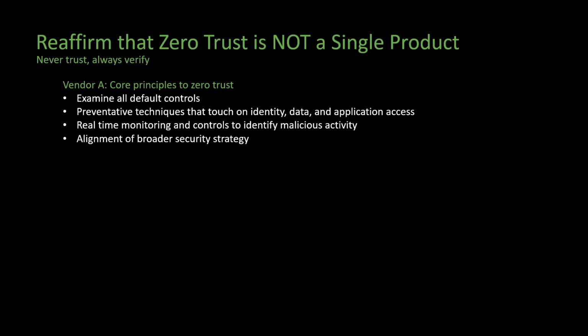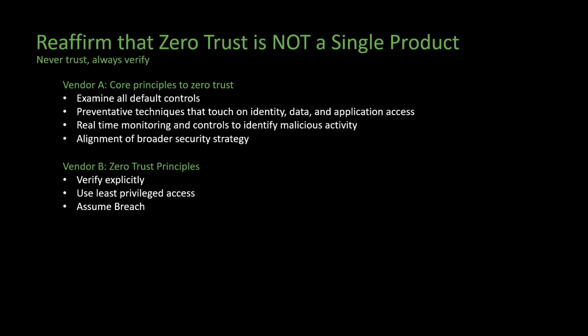And so it's not a single product. But if you go look at vendors, they talk about some of their principles around zero trust. And it seems to really tie back into where their strengths are. So vendor A, for example: examine all default controls, preventative techniques that touch on identity, data, and application access, real-time monitoring and controls to identify malicious activity, alignment of broader security strategy.